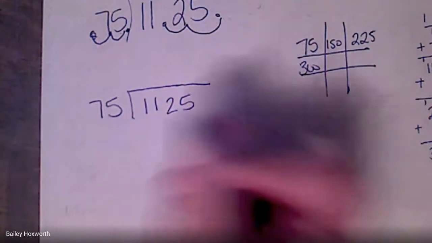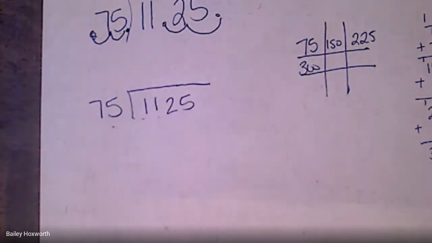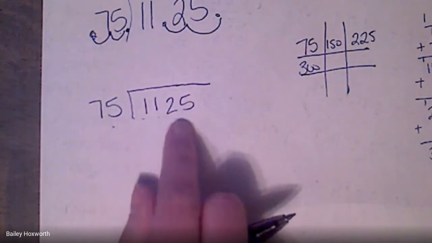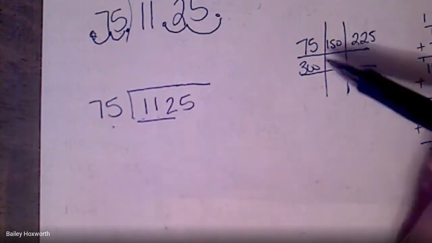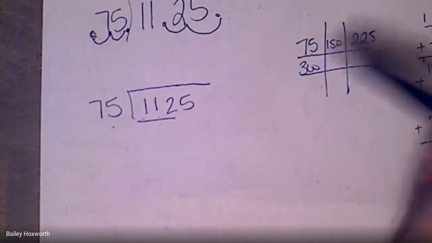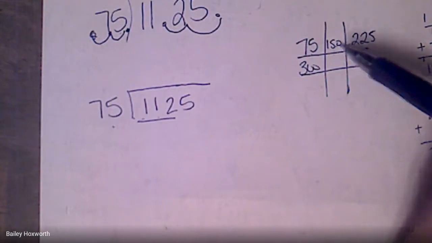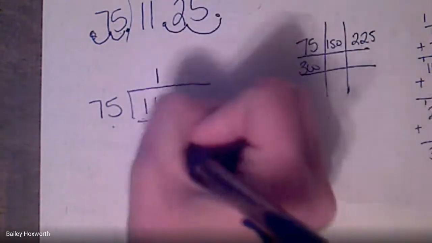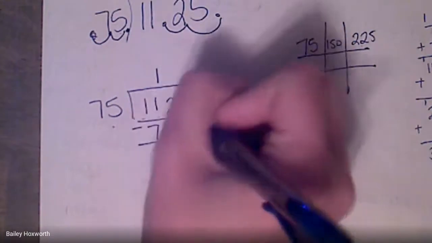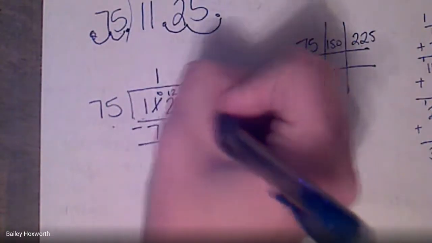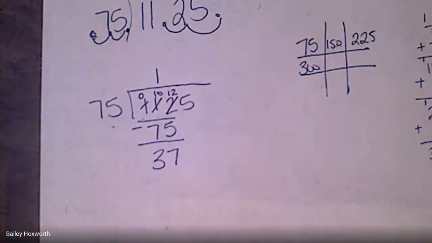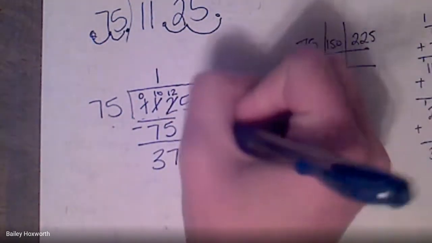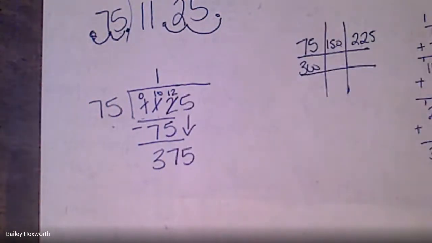Okay, so can 11 be divided by 75? No, because 11 is smaller than 75. So I move to 112 divided by 75. When I look at my multiples, I know 150 is too big, so 75 can only go in there one time. And 1 times 75 is 75. When I subtract, I have 12 minus 5, which is 7, and 10 minus 7, which is 3. After I subtract, I need to bring down, so I have 375.